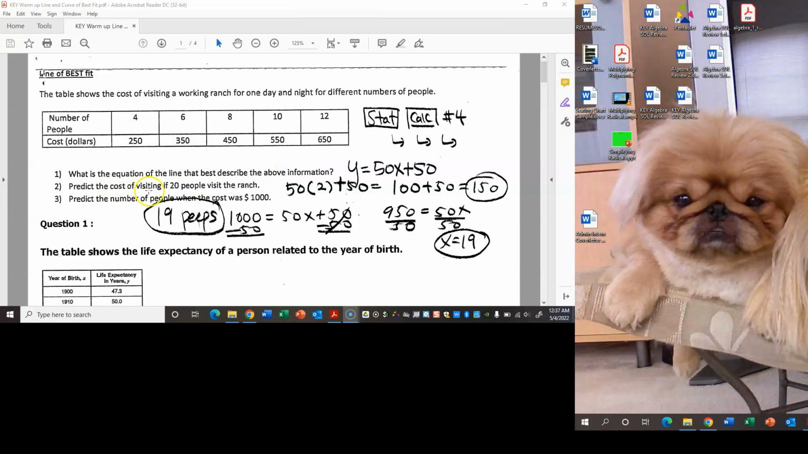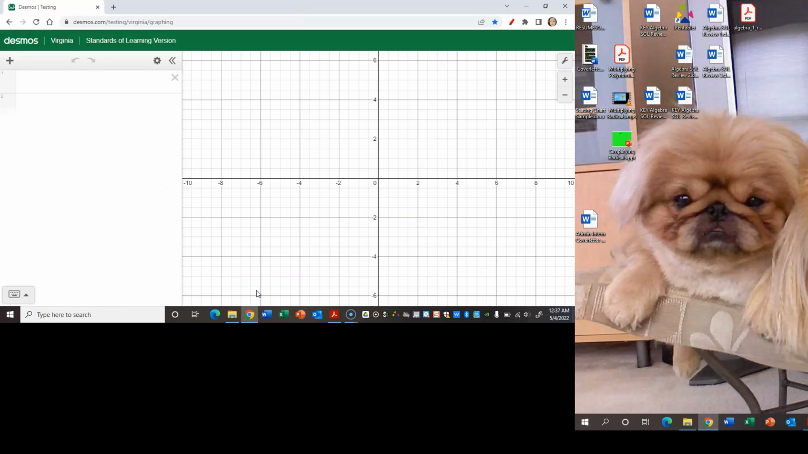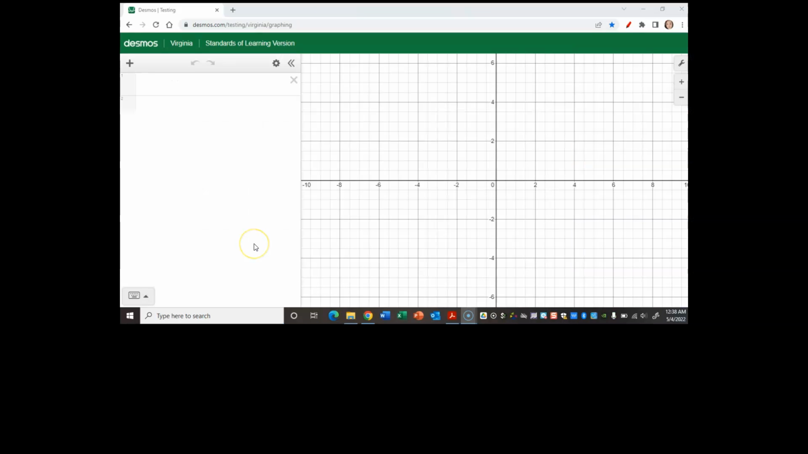So we're going to write an equation of the line that best describes the above information. And we're going to predict the cost of 20 people visiting the ranch and predict the number of people when the cost is $1,000. So please open Desmos calculator, and we're going to type the information here. Take a look at your paper. Click on this plus symbol and then click the table, and we're going to type the table you see in the example.